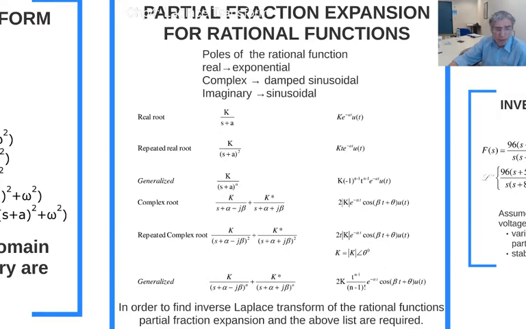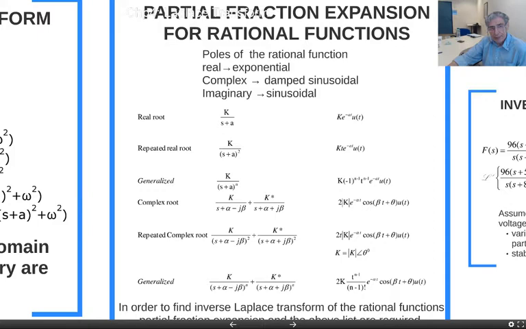Why two of them? If one complex number is the root of our characteristic equation, then the complex conjugate of this complex number is also a root. We know it in mathematics. It could be a repeated complex root, so it is like this, and generalize to the multiple repeated root case. So each of these fractions can be transferred to time domain.